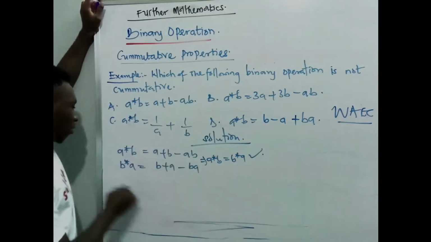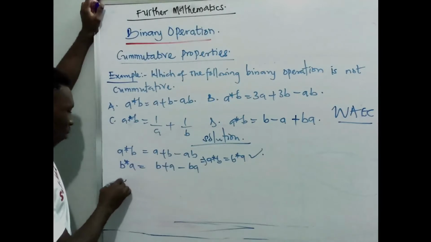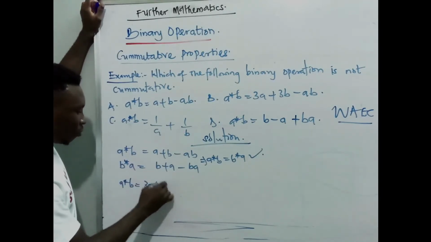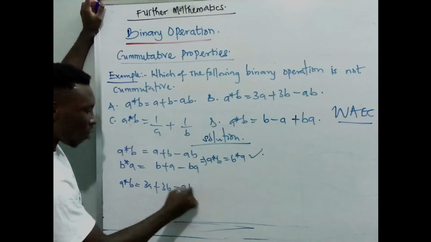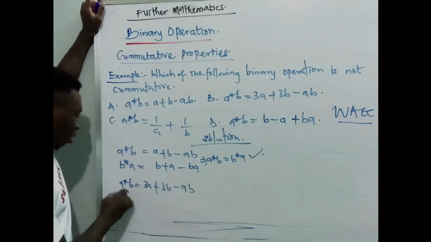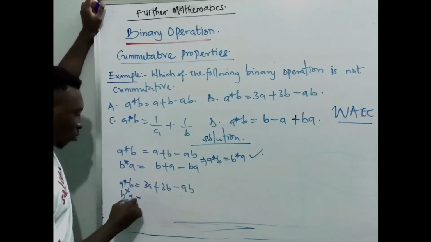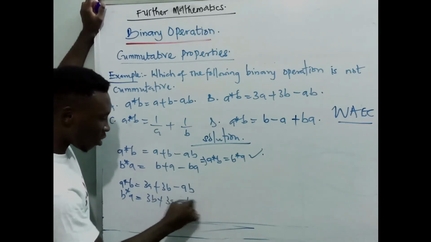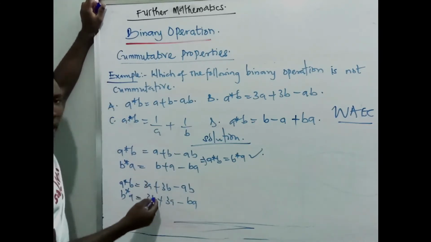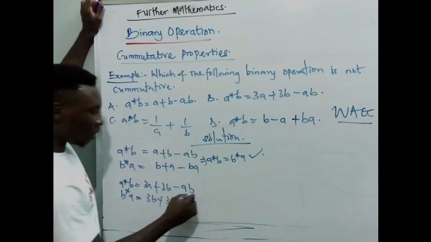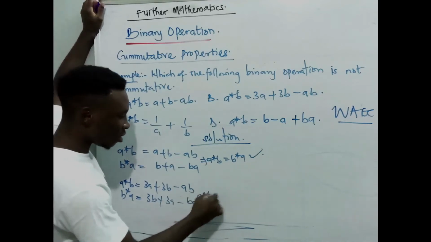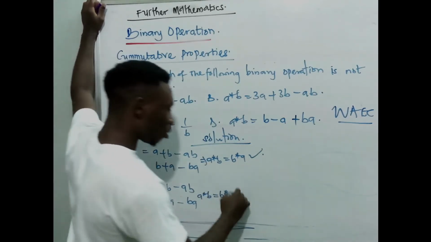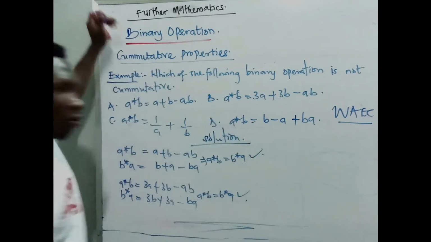Now, trying it for B. B says that A operation B is equal to 3A plus 3B minus AB. That is, B operation A is equal to 3B plus 3A minus BA. Now if you pay close attention, both of them are equal. Therefore, A operation B is equal to B operation A, so it is commutative. Let's go to the C.